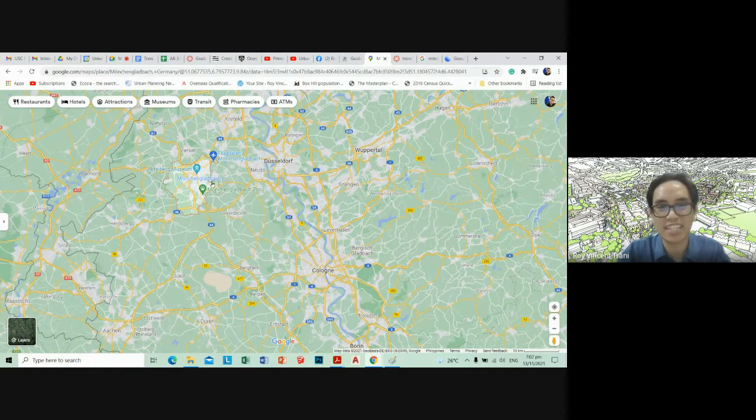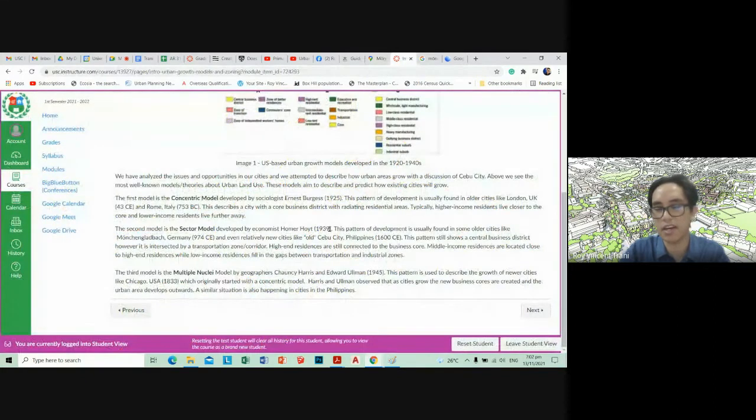has what do you call this, a sectoral model. And also notice the development period. So the concentric model was developed in 1925. The sectoral model was developed in 1939. So it's following sort of this pattern where newer cities are sprouting out, and then they get documented and described by an urban growth model.